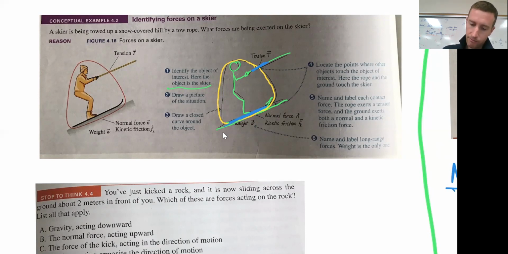All right, so the contact forces, I got tension, the rope being pulled. I've got the weight of the skier. I've got the normal force where it's pushing back up that way. And then I've got kinetic friction because the snow, even though it would be a mild friction, would have some friction pushing the skier backwards. And then name and label long range forces. In this case, weight is the only one because that's force of gravity. So you label the long range force as weight. Cool. So that's how you can do one of those.